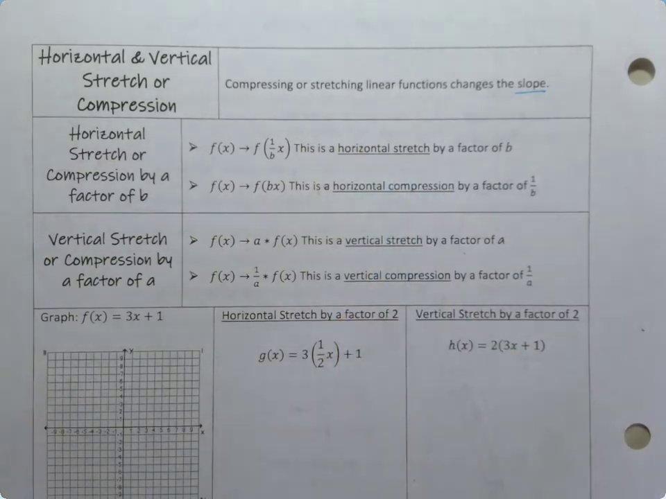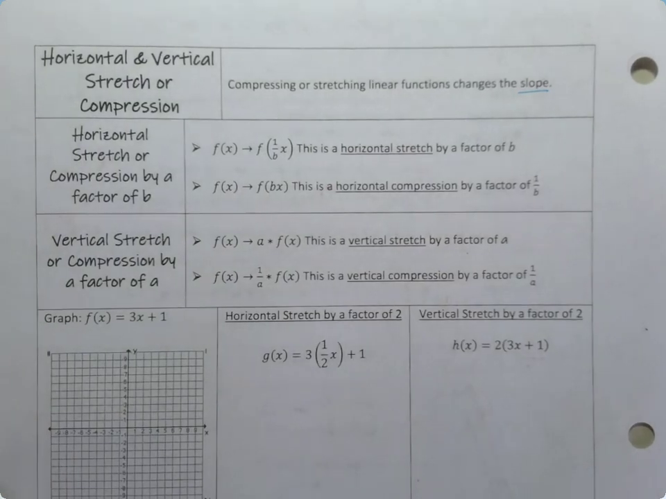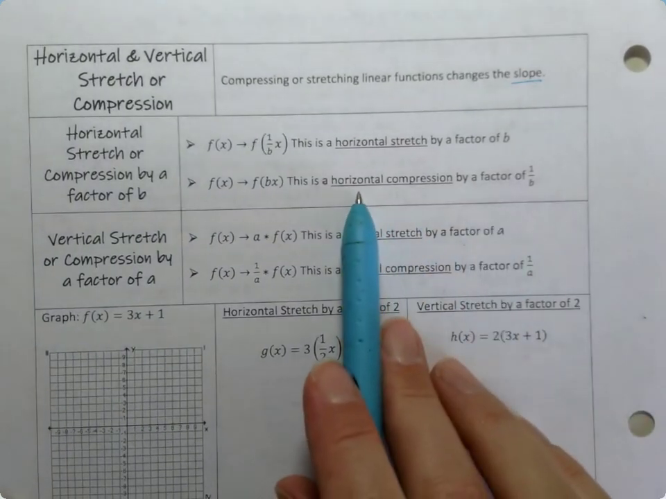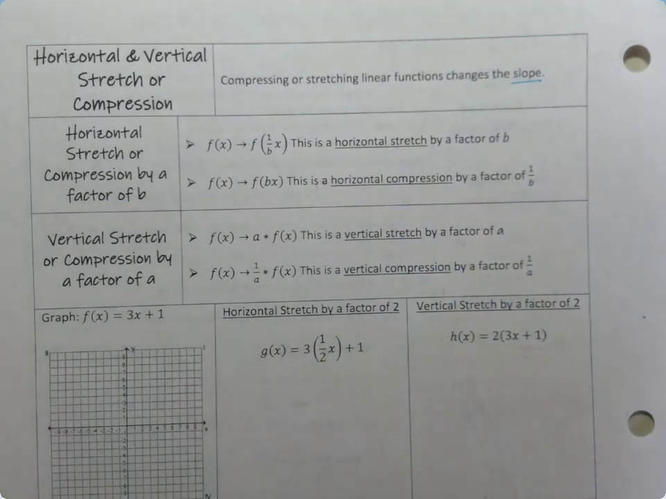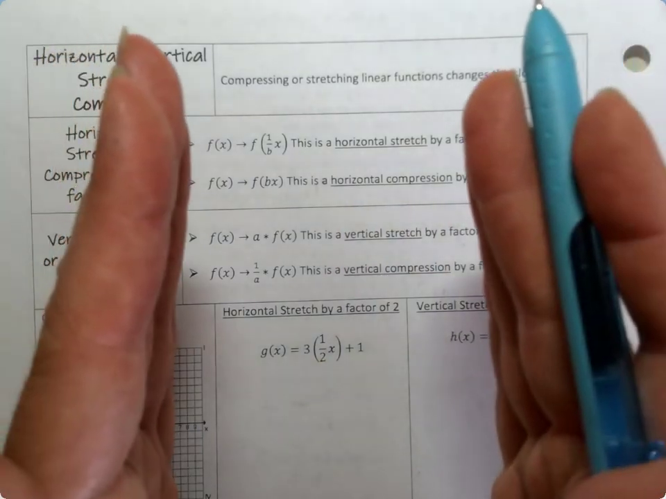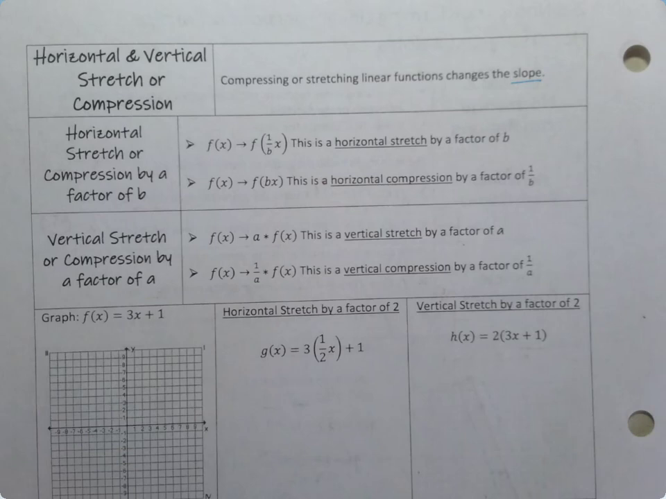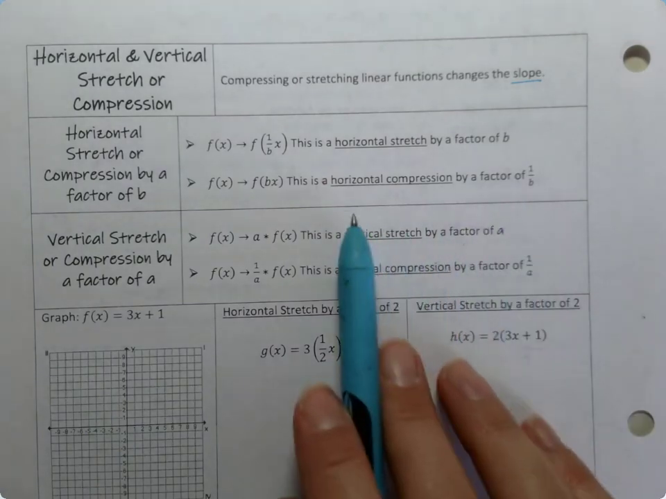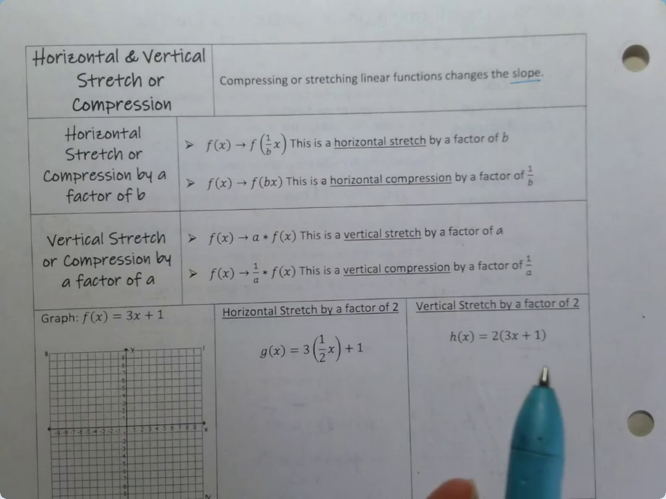If I'm stretching something horizontally and I'm pulling it, it's going to look a little flatter. It's not going to be as steep. A horizontal compression would take something and squeeze it, and so what's going to happen? It's going to look steeper. So think about having a ball of Play-Doh. If we horizontally stretch the Play-Doh, it looks wider and flatter. If we compress the ball of Play-Doh, it's going to make it taller, so steeper.